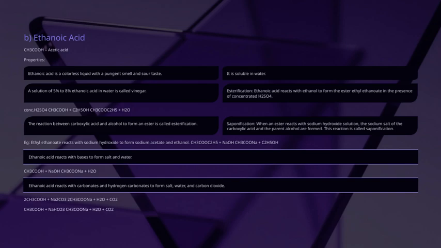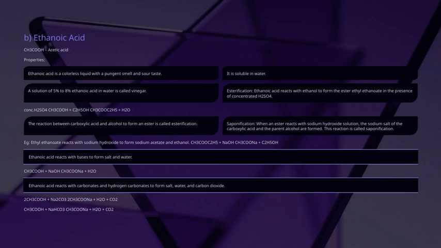Moving on, let's look at how ethanoic acid reacts with carbonates and hydrogen carbonates. When ethanoic acid encounters substances like sodium bicarbonate or sodium carbonate, it produces a salt, sodium acetate, along with water and carbon dioxide. This reaction is quite common in neutralization reactions.